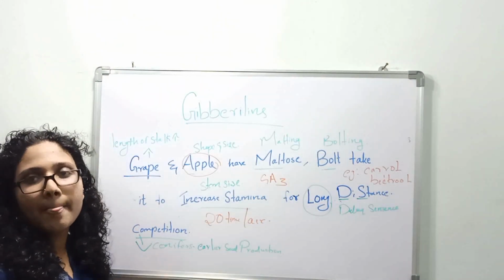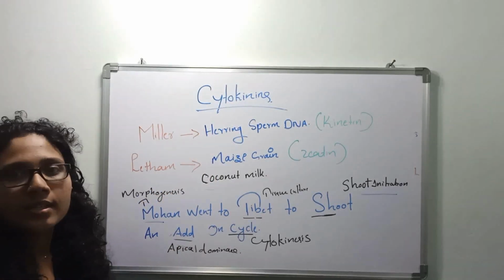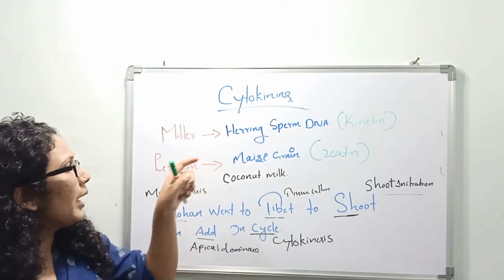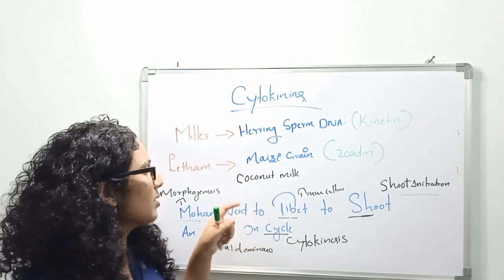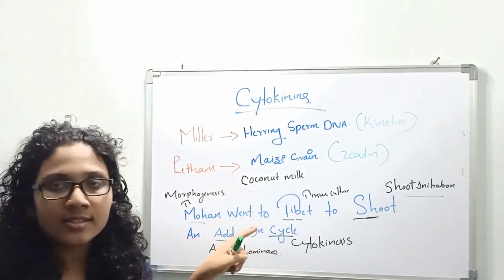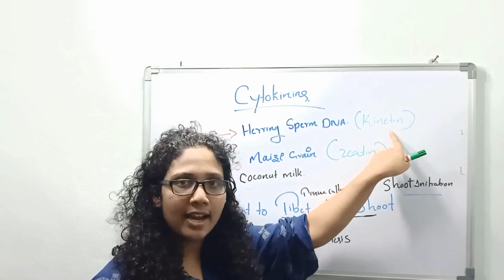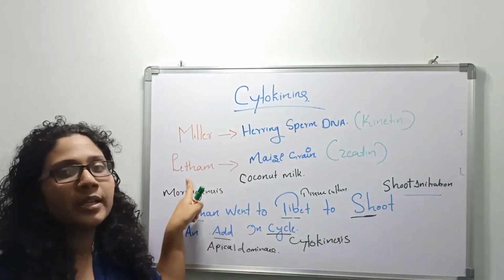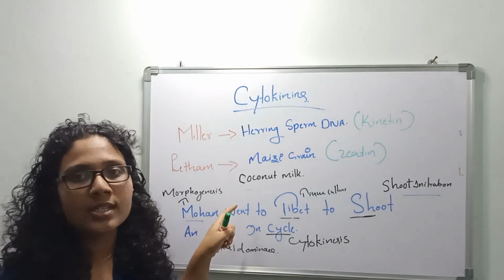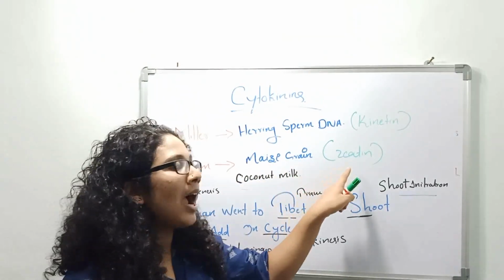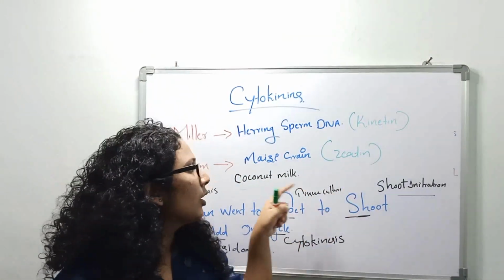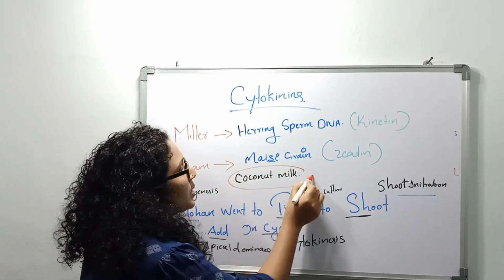competition. The next one is cytokinins. Cytokinins were discovered by different scientists from different sources. Miller is a scientist who discovered cytokinin from herring sperm DNA, and it is known as kinetin. And Latham is another scientist. He discovered cytokinin from maize grain, and it is known as zeatin. Coconut milk is a rich source of cytokinin.